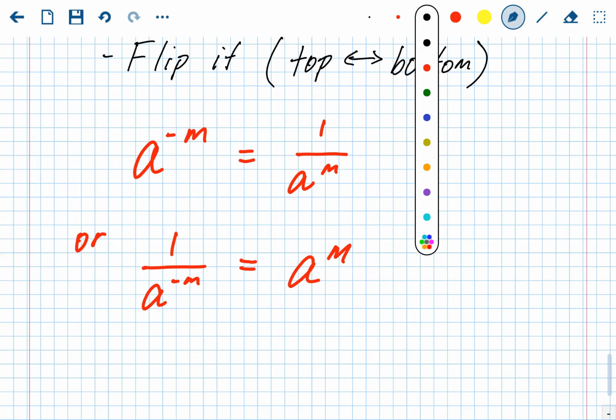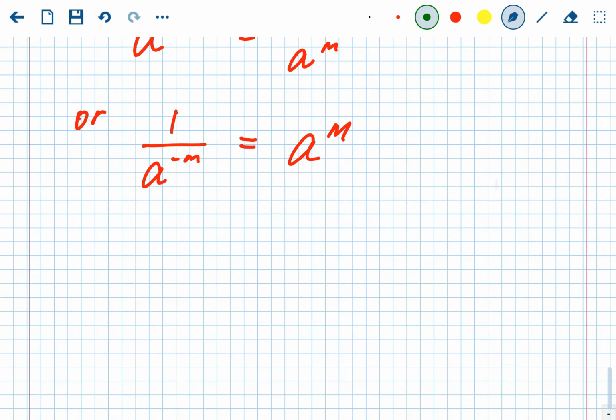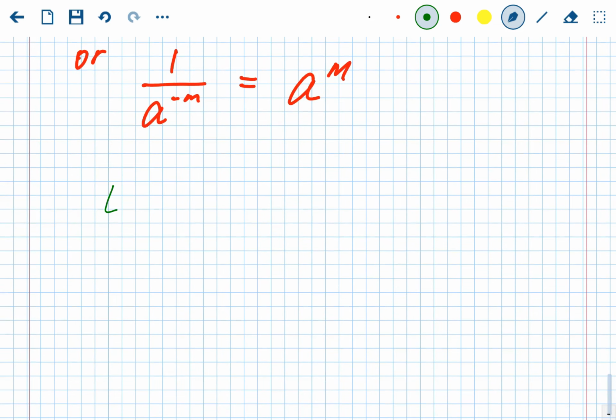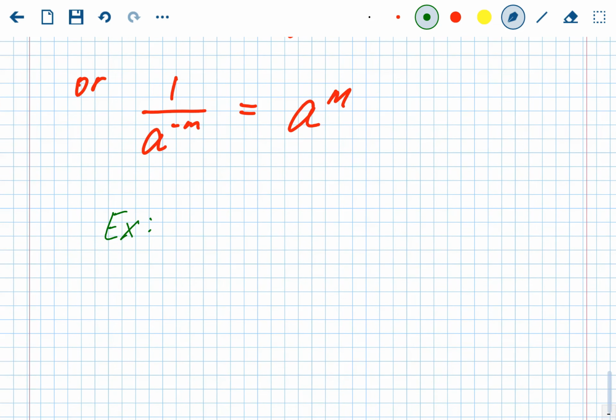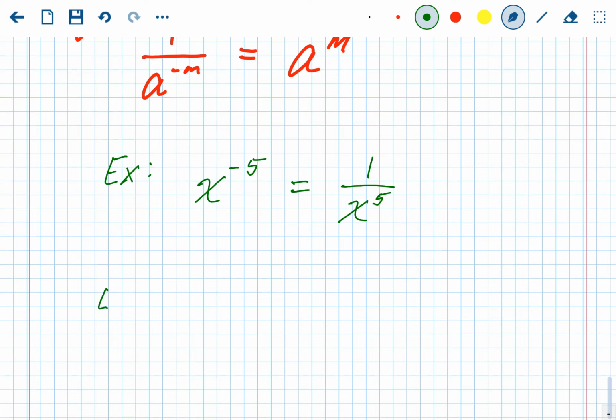So let's look at one with numbers in it. We're actually going to look at a couple of these. First one, what if you have x to the negative 5th power? If you have x to the negative 5th power, you can't have a negative exponent, so you turn it into a fraction, move it to the denominator, and make it positive. Let's look at another example. What if there's another base in there? What if we have 2y to the negative 3rd?